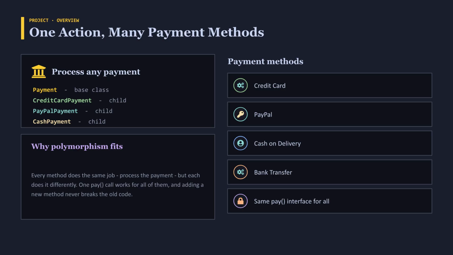Why does polymorphism fit so well? Every method does the same job, process a payment, but each does it differently. A single pay call works for all of them, and, crucially, adding a brand new payment method later never forces you to rewrite the existing code. That is the open-closed principle in action.